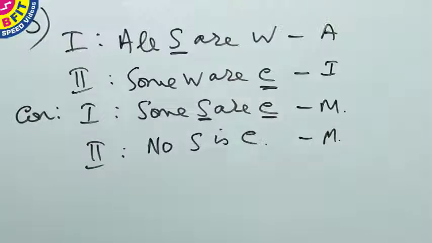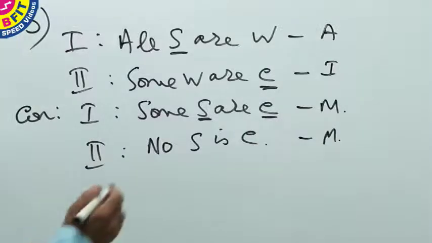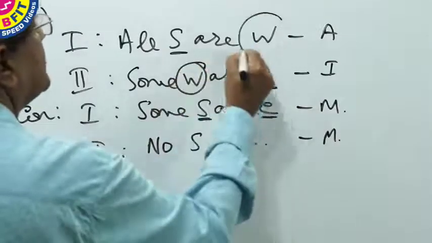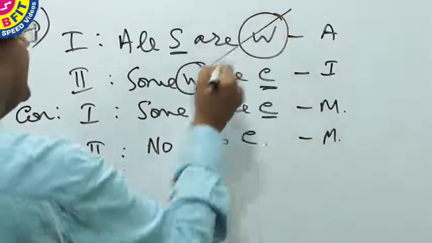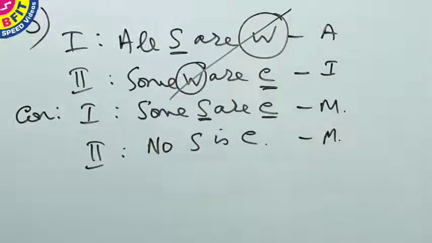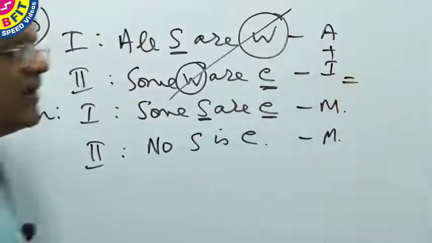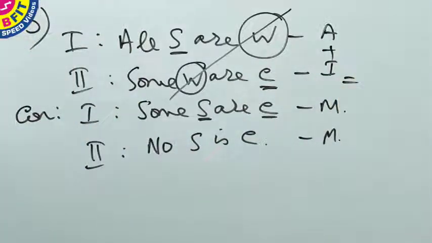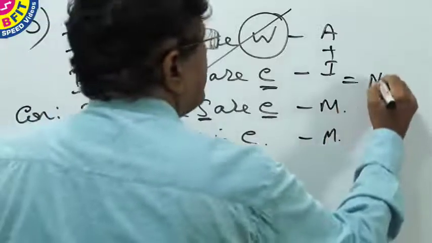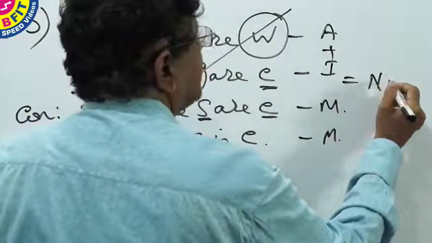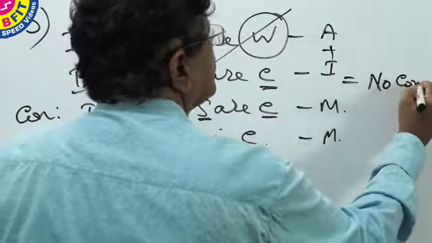Now, mediate inference means what we have to find out? Whether there is any common term and if it is aligned. Is there any common term? Yes, W is there and it is also aligned. Therefore, we can cancel and we can draw a conclusion. Now, A plus I, what is the conclusion we can draw? There is no conclusion. A plus I has got no conclusions. Please remember the six mnemonic devices I have told.